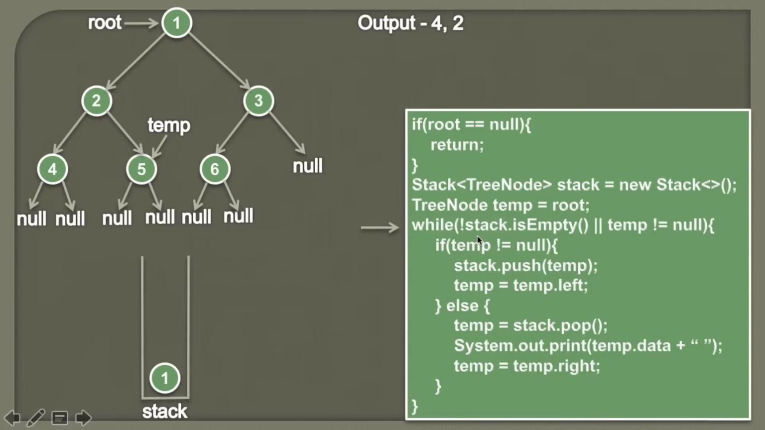Now in the while loop we'll check whether stack is empty or not. Currently stack is not empty, and temp is also pointing to node 5. Therefore the condition in the while block comes out to be true. And then in the if block we'll check whether temp is equal to null or not. Currently temp is not equal to null because it is pointing to node 5. Therefore the condition in the if block comes out to be true.